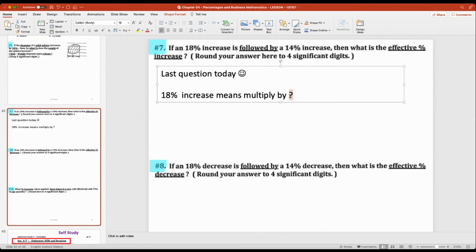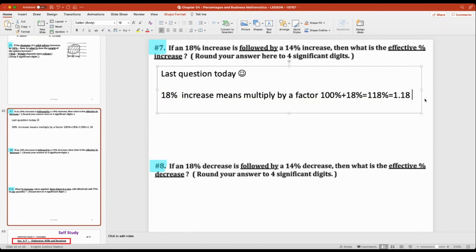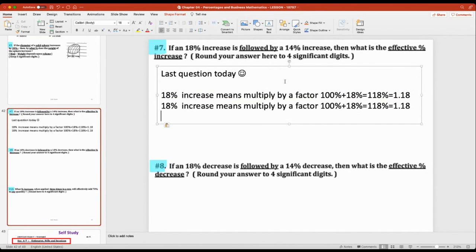It's the factor. 1.18 is correct. It's 100 plus 18% respectively, or 118% or 1.18. That's the factor. Multiply by a factor of 1.18, or what we've been calling method 2 today and on Wednesday. Same thing with 14. I'm just going to copy and paste it. So 14% would be 1.14.